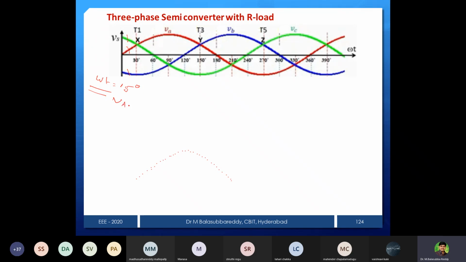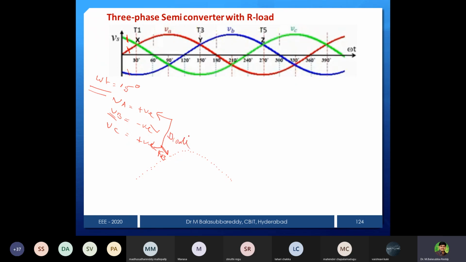Then what is VA? VA is positive only, VB is negative and VC is positive. But among these two, whichever is more positive will be forward biased. Here A phase is less positive and C phase is more positive. So that's why the C phase device will be forward biased. And the B phase device will also conduct.